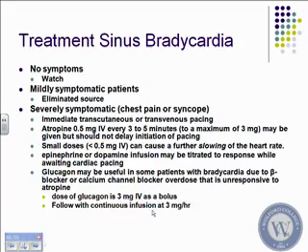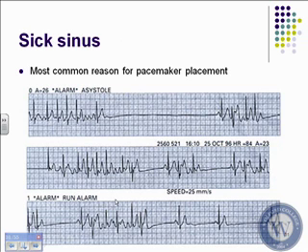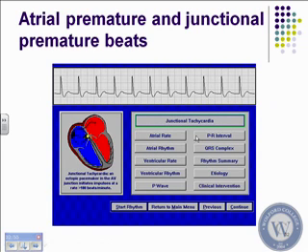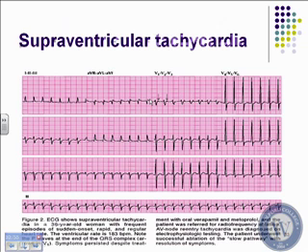Sick sinus syndrome is the most common reason for pacemaker placement. You can see these nice big pausing areas. These people will become syncopal, and usually these are the guys that run into the 7-Eleven with their car. This is what they're doing. Okay. Atrial premature and junctional premature beats. This is a high junctional, showing junctional tachycardia. When you get lower, you'll see that the QRS will get wider.